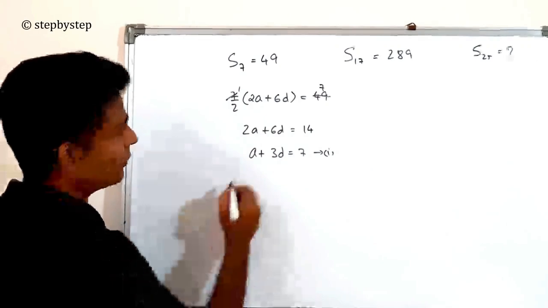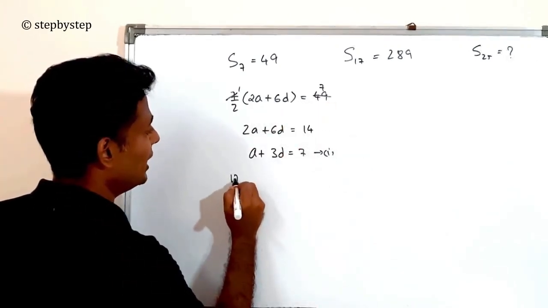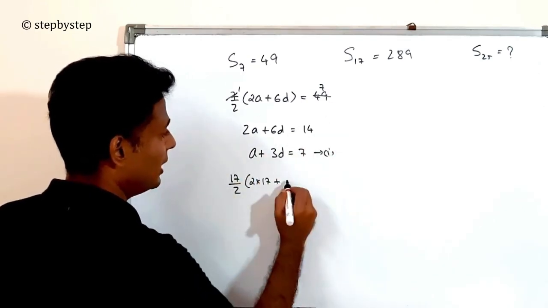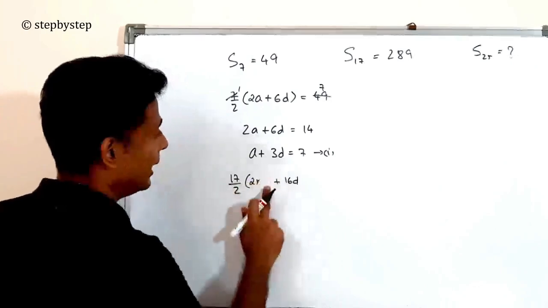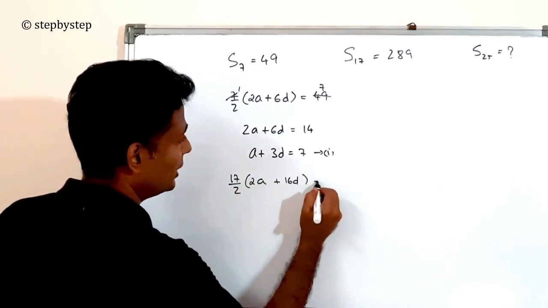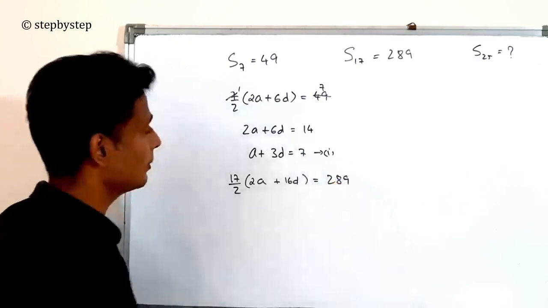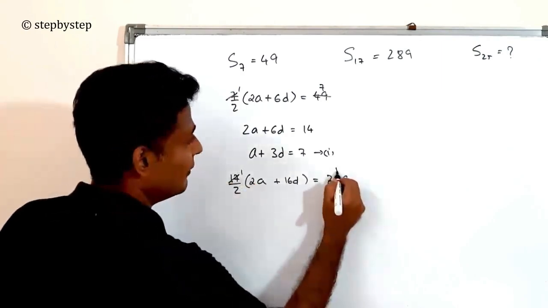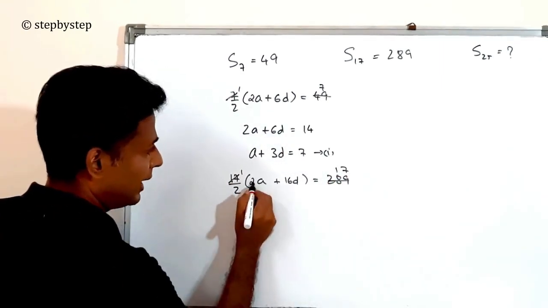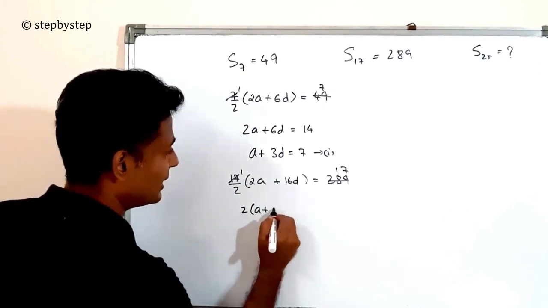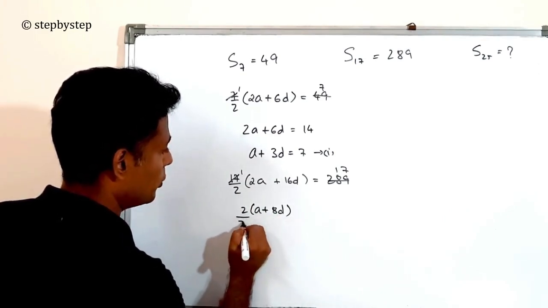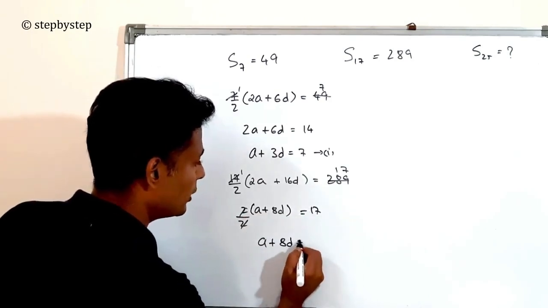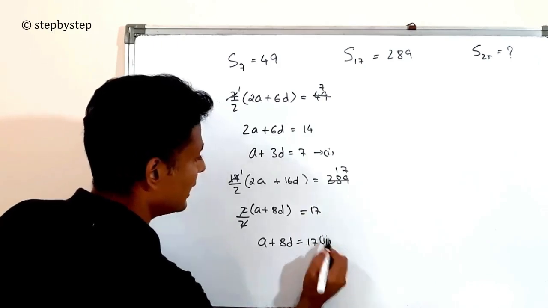For the second equation, s of 17 is 289. So s of 17 is 17 by 2 into 2a, that is 2 into a, oh sorry, a is not 17, it's 2a. I'm very sorry. Plus n minus 1, 17 minus 1, 16d, equal to 289. So now again 17 times, 17 times. I can take 2 common from here, so it becomes 2 into a plus 8d here by 2 equal to 17. So 2 and 2 cancel. I get a plus 8d equal to 17. This is my second equation.